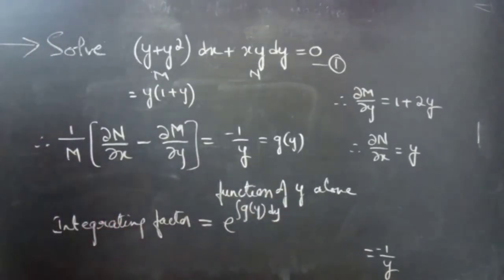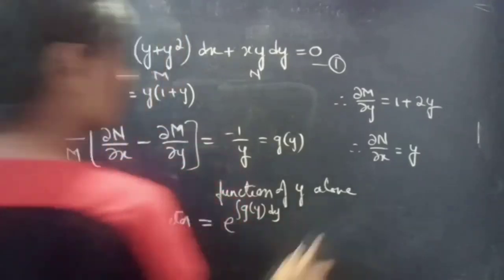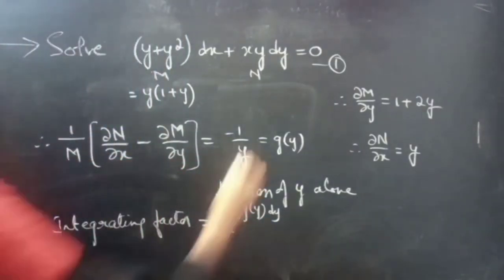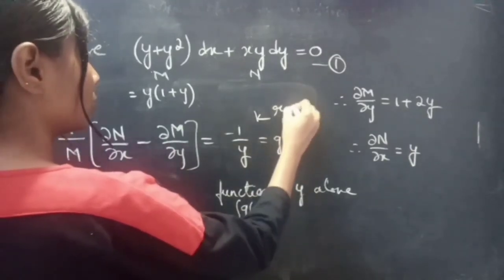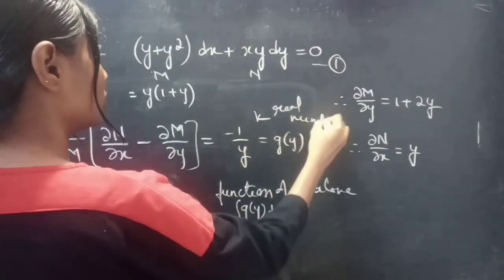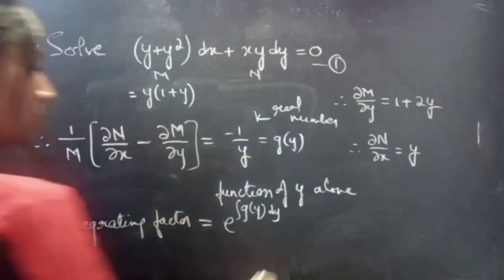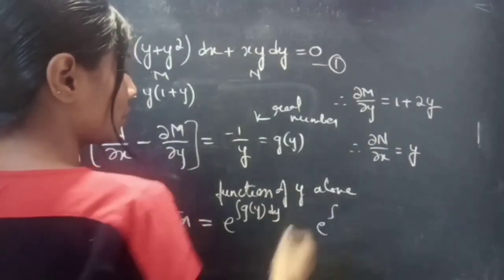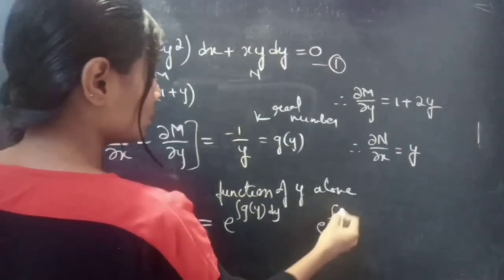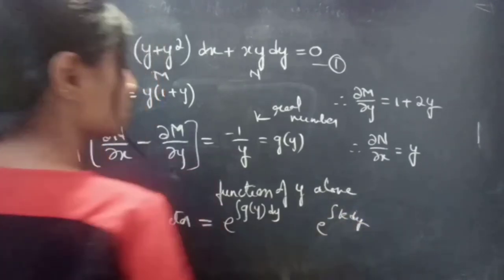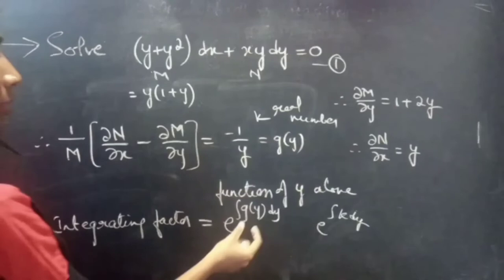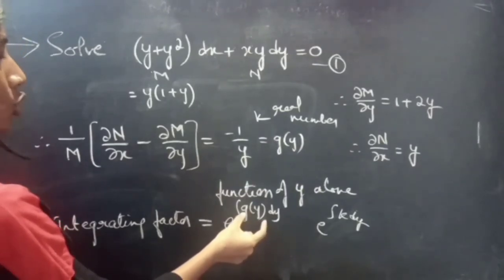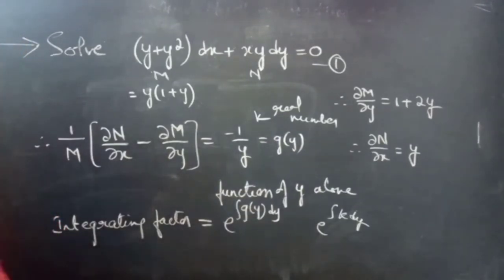What happens if you get any real number instead of a function of y alone? If we get any real number, say k, then our integrating factor will be e power integral k into dy. Simply we'll write k, that is the real number, instead of function of y.